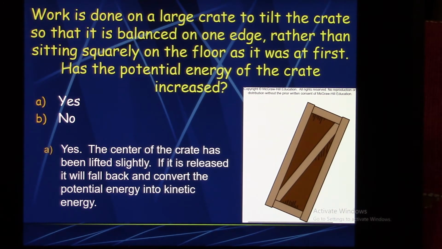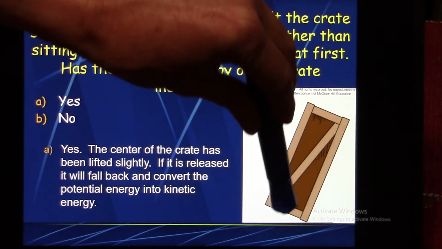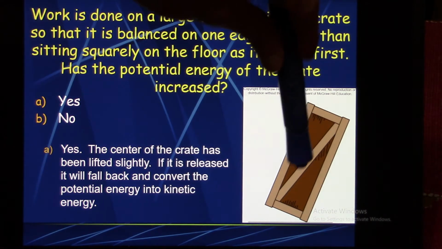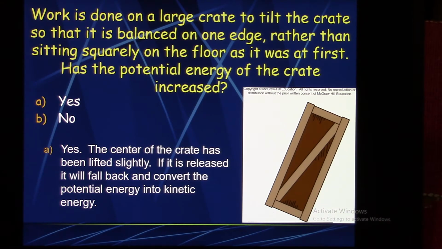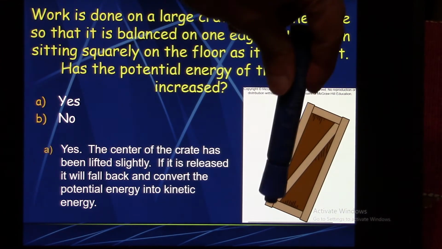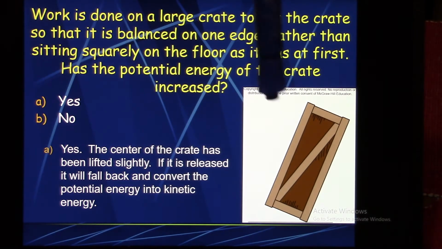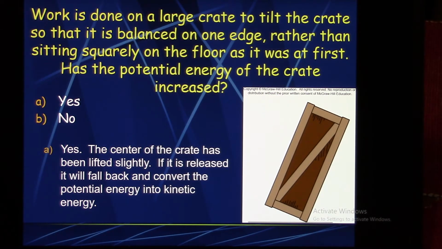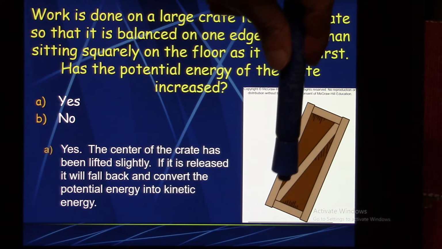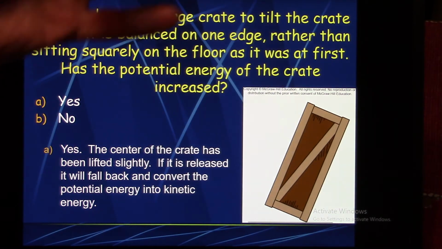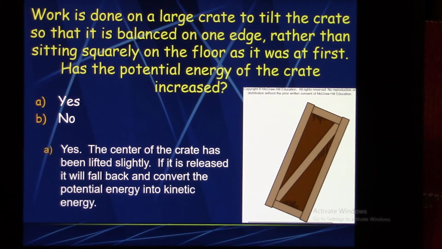Okay, work is done on a large crate to tilt the crate so that it is balanced on one edge, rather than sitting squarely on the floor as it was first. Has the potential energy of the crate increased? Yes, it did. The center of the crate is a little bit higher. So that is the amount of potential energy. If you let this thing go, it's going to thump down. While it's falling, it's going to have kinetic energy. While it's just sitting there, it has potential energy. As it's moving, it has kinetic energy because it's moving, and then you'll feel that when it thumps on the ground.